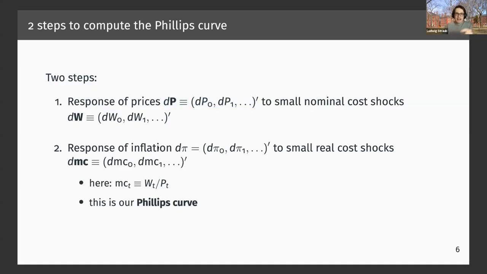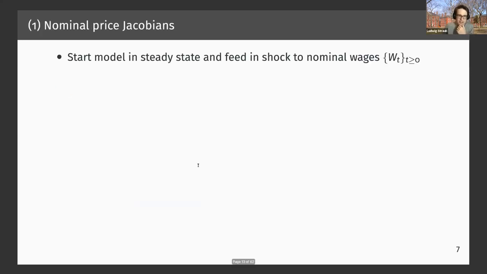And the second step is then going to be our Phillips curve, which is going to be the relationship of an arbitrary real marginal cost shock, which we're going to take to be the real wage here. So W over P is the marginal cost here, to the response of inflation over time. Okay, and this is what we want to get at. This is our sort of Phillips curve that we always put into our GSGE models. So how are we going to do this? Let's start with the first step.